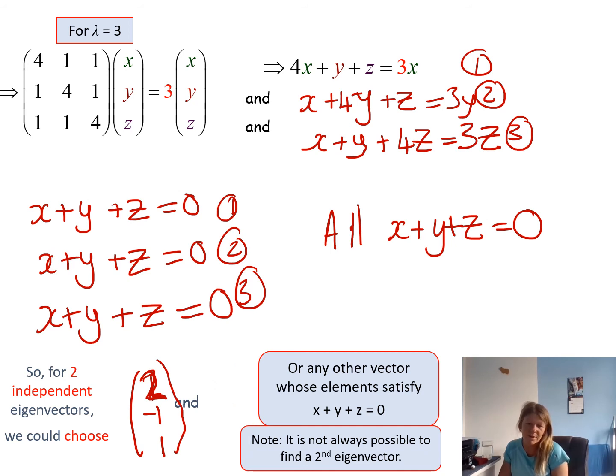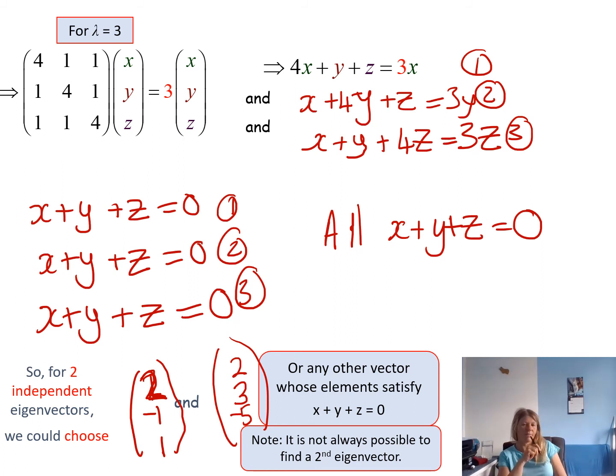I don't believe us rabbiting on about independence and then just not doing it. So you might have something like 2, 3 and minus 5, and that comes to 0 as well. Interesting.